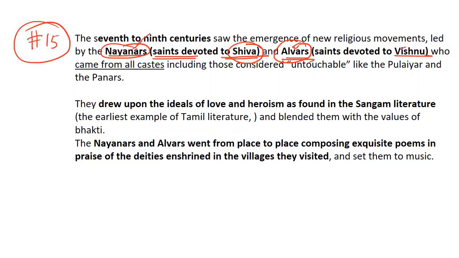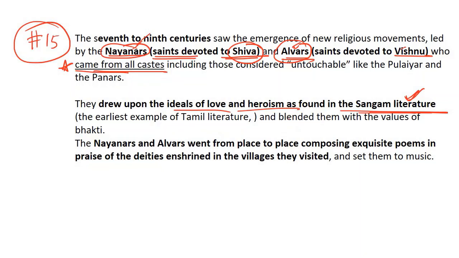Anyhow, so Nayanars, saints devoted to Shiva, and Alvars, saints devoted to Vishnu, and they came from all castes. So ये statement important है कि they came from all castes, including वो castes जिनको untouchable माना जाता था उस time पे. So Nayanars were devoted to Shiva, Alvars were devoted to Vishnu, and basically these people drew upon the ideals of love and heroism as found in the Sangam literature. So they drew their ideals from the Sangam literature.